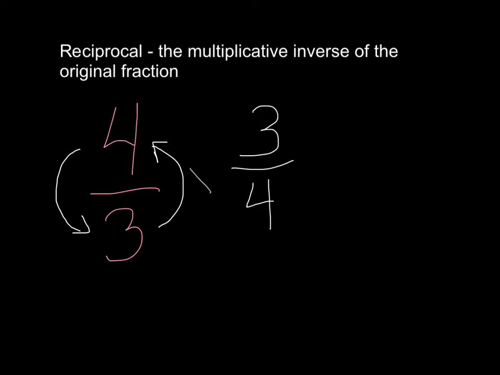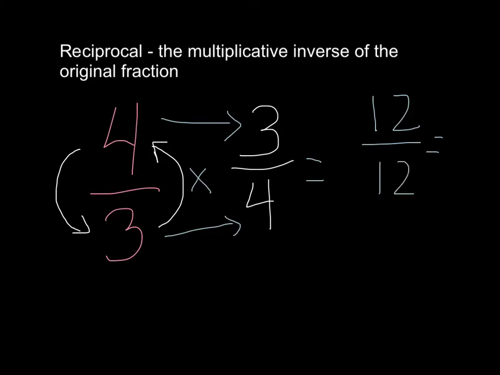Now, if I would multiply the fractions together, remember we multiply straight across the top, straight across the bottom in order to multiply fractions. So 4 times 3 is 12. 3 times 4 is also 12. And we have the giant 1 of 12 over 12, and that simplifies to 1.